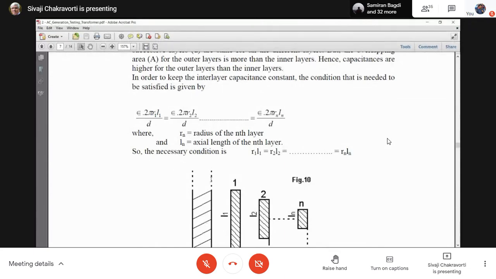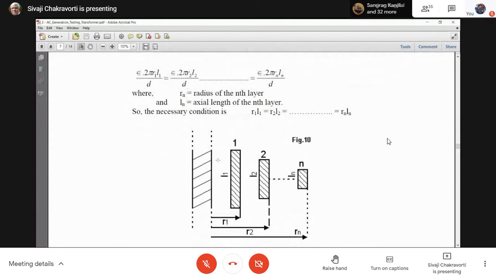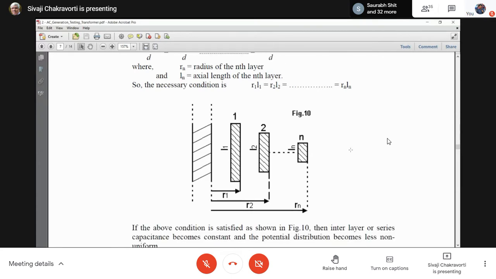So what we are getting is that if we can keep R1 L1, R2 L2, up to Rn Ln as constant, we are going to get the same capacitances. So that is what is being tried.